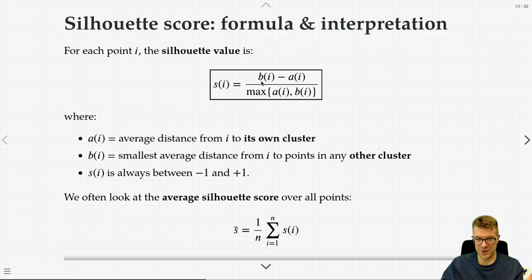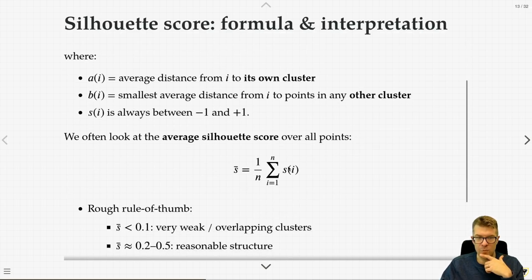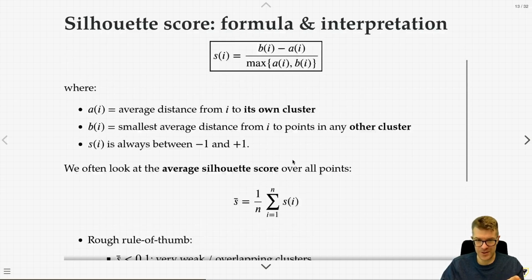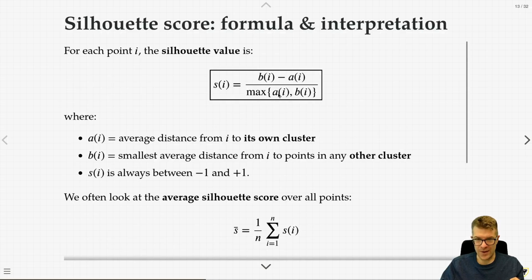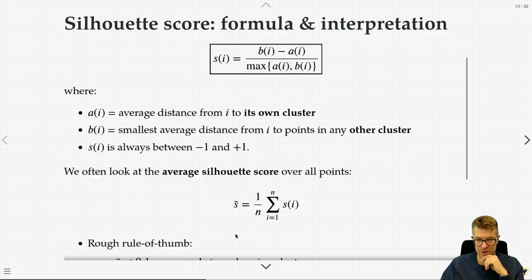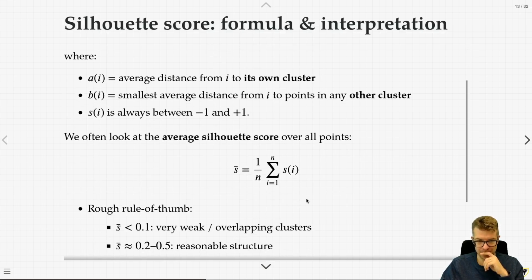In fact, just for your own sake, you might want to flex your muscle a little bit and prove to yourself that this is the case. But S of I is this score. We might look at the average silhouette score over all of the points. So for all of the n data points in our data set, we take its silhouette score. We compute this for every single point and take its average. This is the measured average of the silhouette scores in our entire data set.